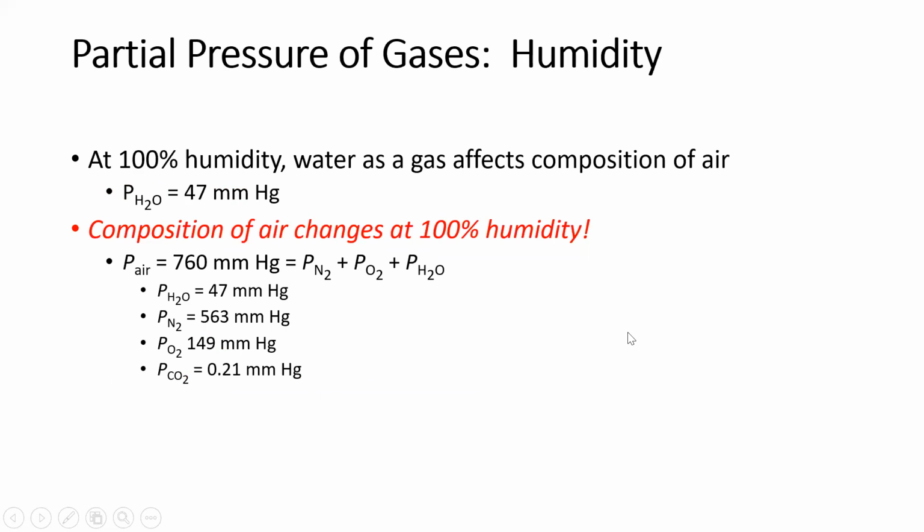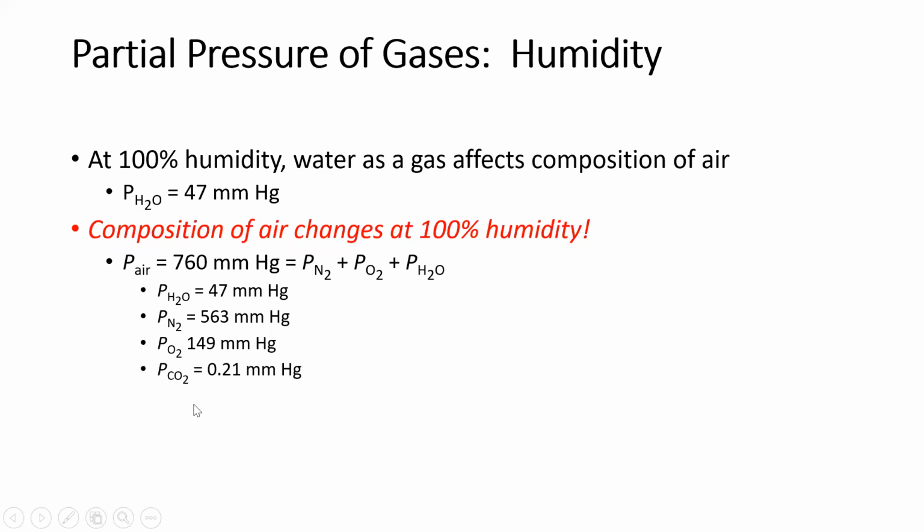Now, as I mentioned earlier, at 100% humidity, we have to think about water and its effect as a gas on the composition of our air mixture. Water has its own partial pressure, which is 47 millimeters of mercury. And so again, when we think about that dead space, that conducting zone where moisture is added to our air, it's no longer just the partial pressure of our gases, but we want to add now the partial pressure of water because it completely changes the composition of air.